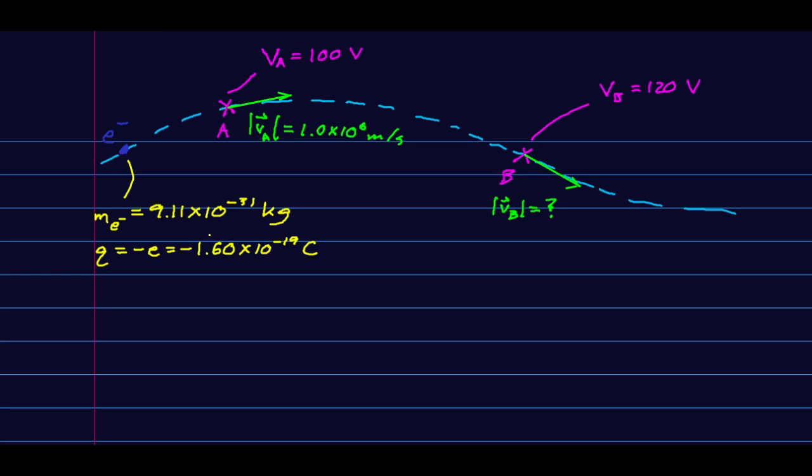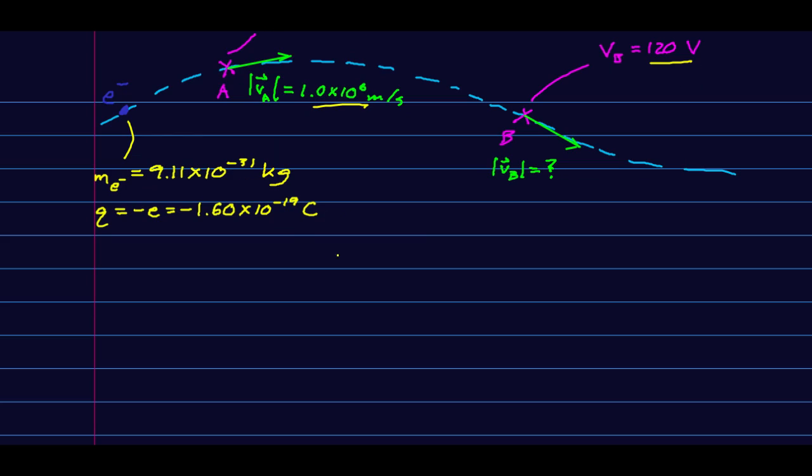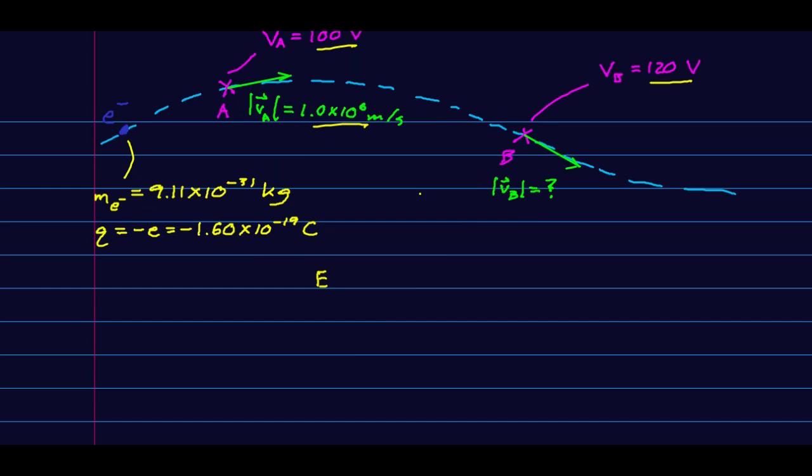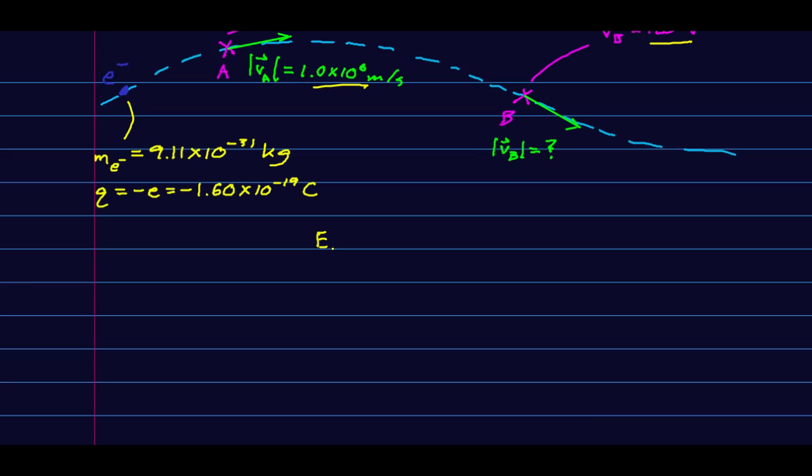So let's do this with numbers. Here's our electron beam. It's passing through here. We know the speed here. We know these two potentials. And we know the properties of an electron. So we're going to use conservation of energy. Look, we've run out of symbols. We're using V's for two things. And now these E's are standing for energies, not electric fields. So you really have to pay attention to symbols and be careful with them.